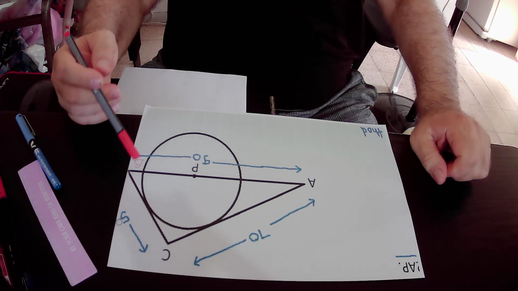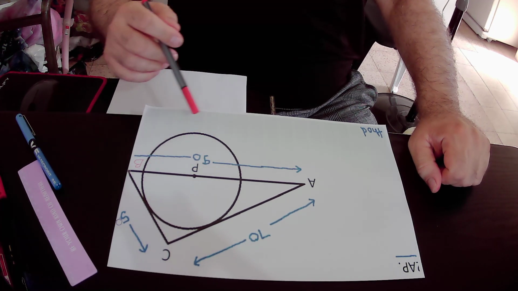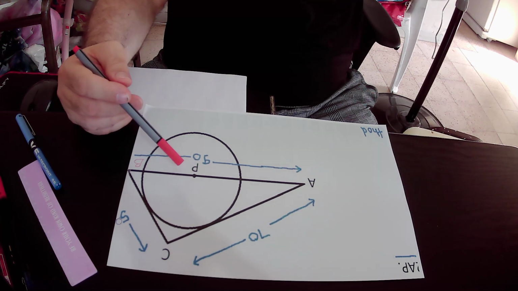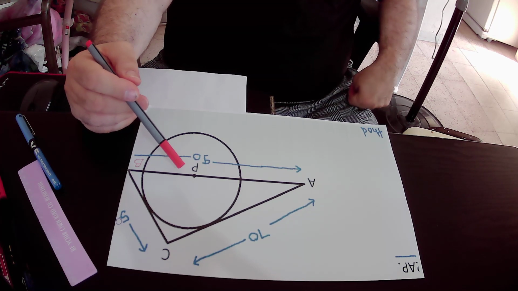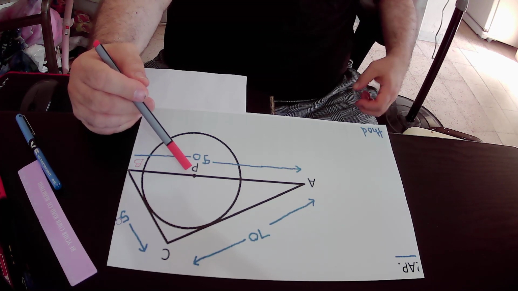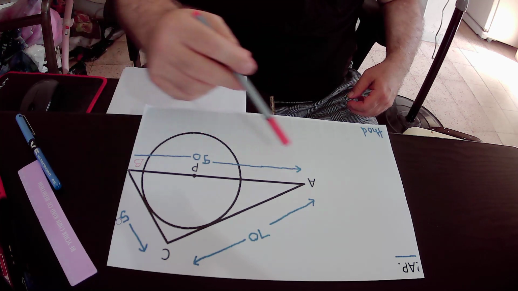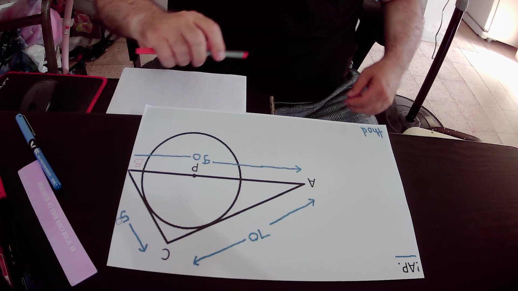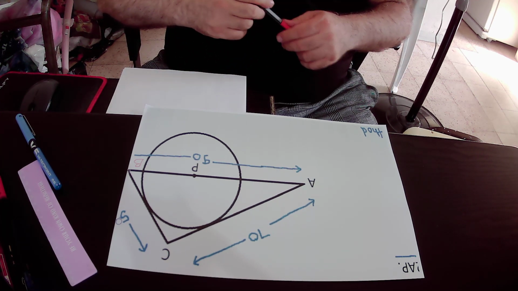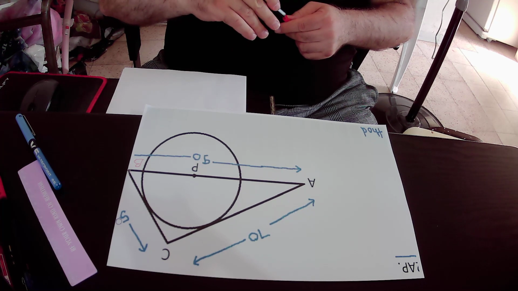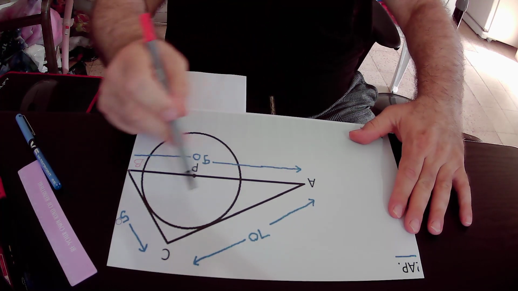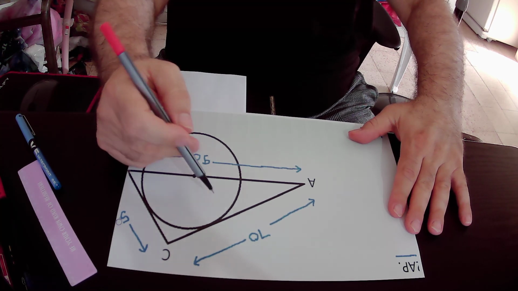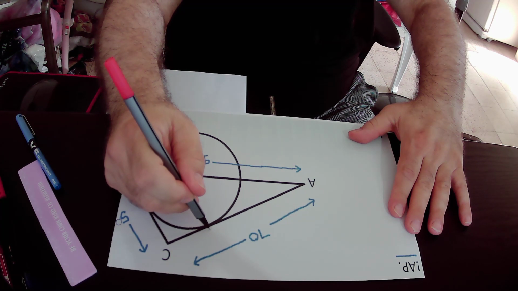And also we have a circle. The center of this circle is at point P, and point P is situated on side AB of the triangle. And also side AC of the triangle is tangent to the circle at a point we will call O.